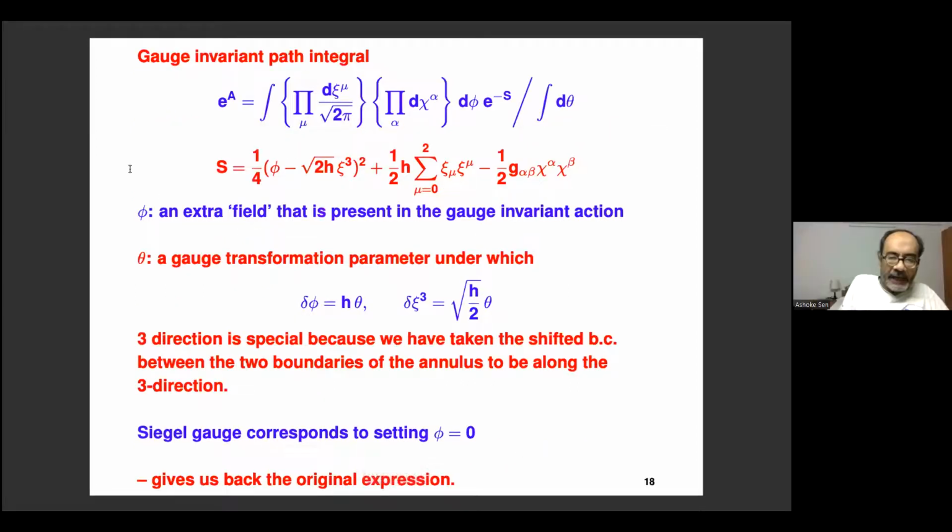Okay. So now here I have written down the gauge invariant path integral. This is very similar to what you saw earlier. What is the difference? First of all, there is a BC integration over PQ. Instead, there is an integral over this mode phi, which is an additional mode which you get when you don't fix the gauge. This is what is called a classical string field.